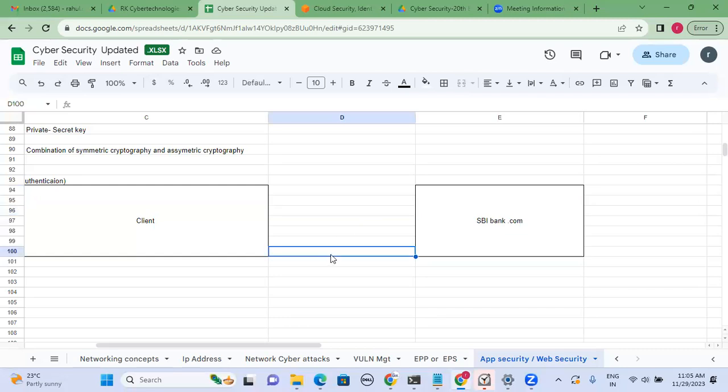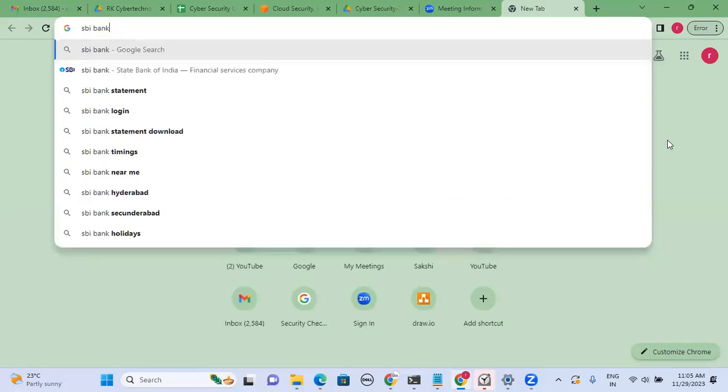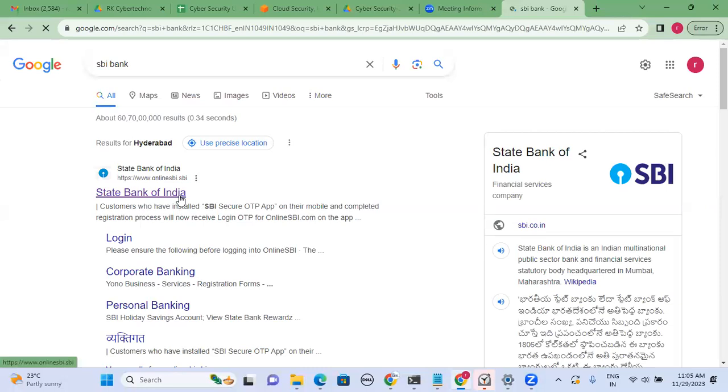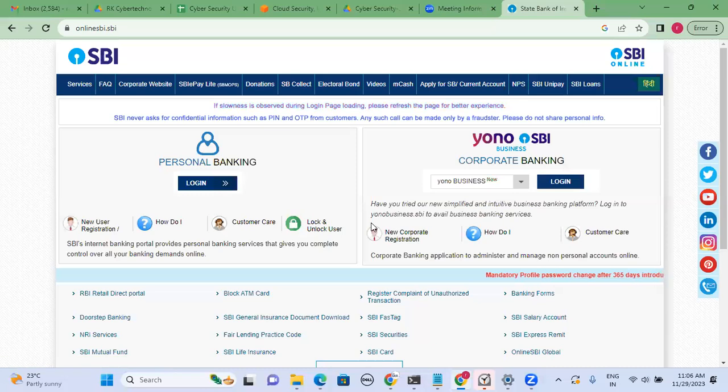Okay. Now you are accessing sbibank.com either to apply for a personal loan, home loan, fixed deposit or car loan, or maybe to transfer money. In that scenario, what is the backend process? In the first step, what will you do? I will go to the web browser and type SBI Bank. Then SBI Bank will open and I'll click on State Bank of India. Once I click on this website, how does the process work? That's what I'm explaining now.